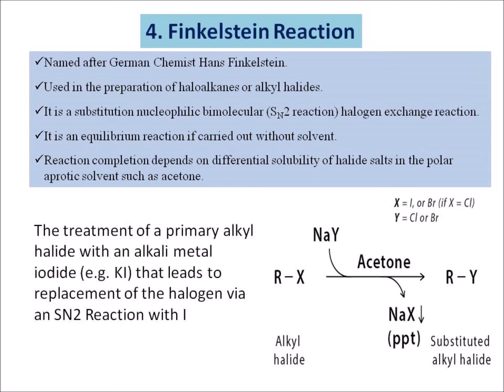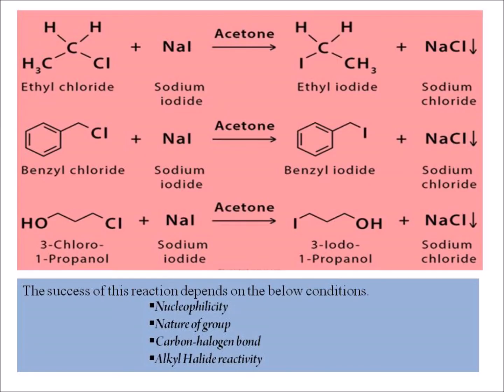See, this is the example, the treatment of a primary alkyl halide with an alkali metal iodide, that is potassium iodide, that leads to replacement of the halogen via SN2 reaction with the iodine. Here conversion of alkyl halide into substituted alkyl halide occurs. Here are some examples for Finkelstein reaction. Ethyl chloride plus sodium iodide gives ethyl iodide and sodium chloride. Benzyl chloride reacts with sodium iodide to form benzyl iodide, and 3-chloro-1-propanol reacts with sodium iodide to form 3-iodo-1-propanol.